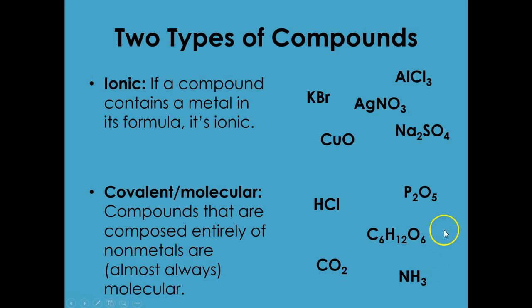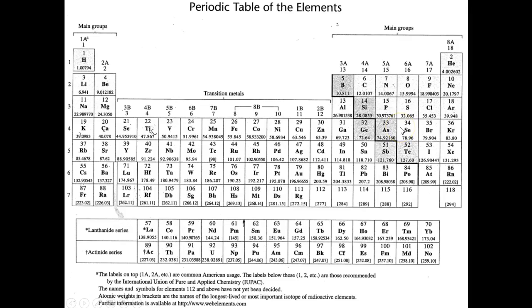So this is how you would look at the formulas of these things and make the decision about whether it's covalent or molecular or ionic: whether you see a metal in it. And the metal is always going to be the first thing. Aluminum, silver, potassium, copper, sodium.